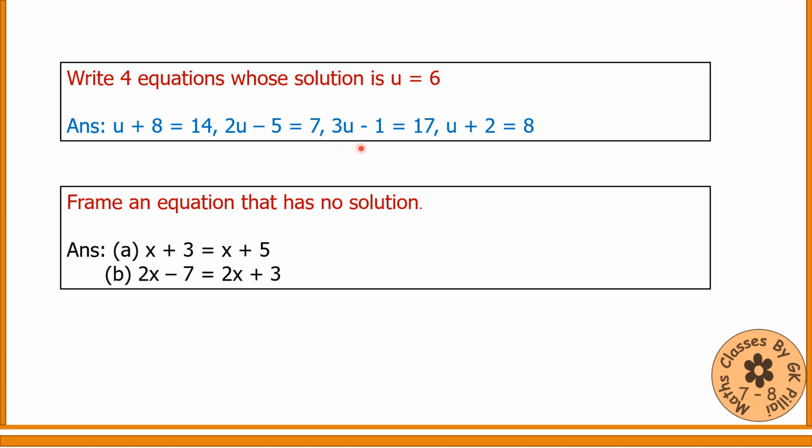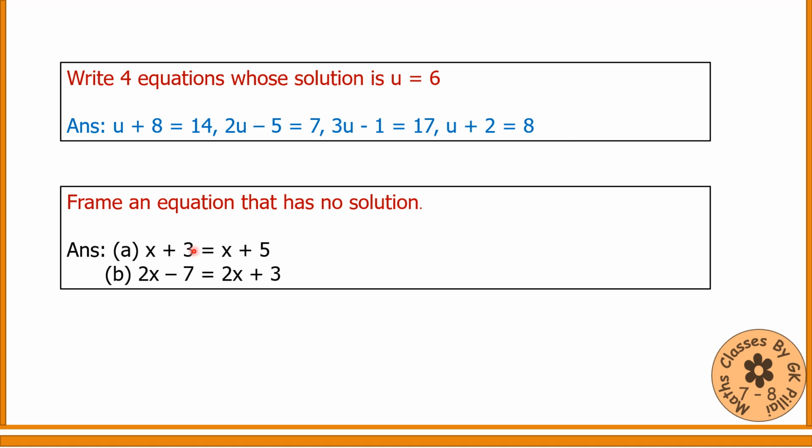Another one, 3u minus 1 equal to 17. When minus 1 goes to the other side, this will become 18. 3u equal to 18, u will be 18 upon 3, 6. And the last one, u plus 2 equal to 8. u will be 8 minus 2, 6. So this way you can form hundreds of answers.